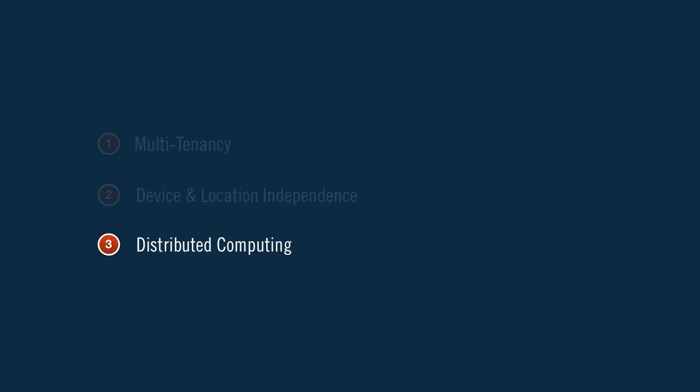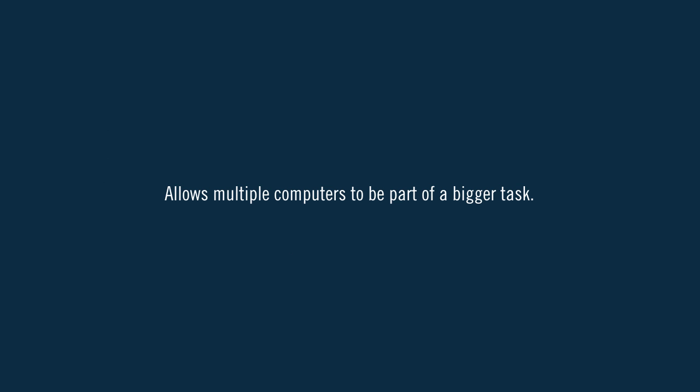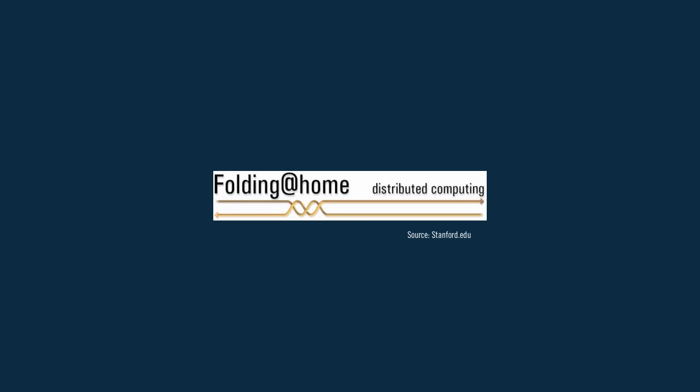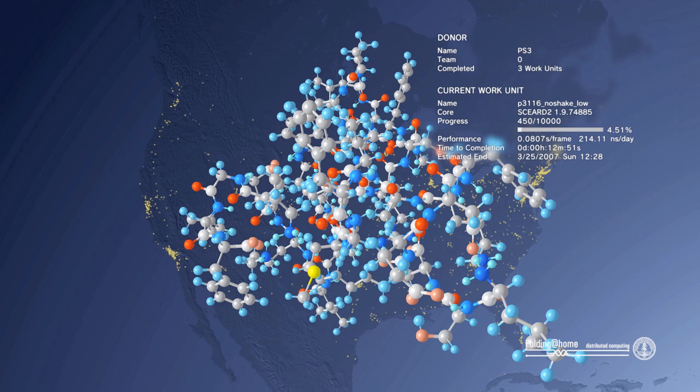And the final major characteristic is distributed computing. It allows multiple computers to be part of a bigger task. The greatest example of this is something Stanford is running called Folding@home, and this is what it looks like. They figured people have these crazy computers at home that don't do anything while people are at work, PlayStation 3s with multiple cores that just sit at home and do nothing.